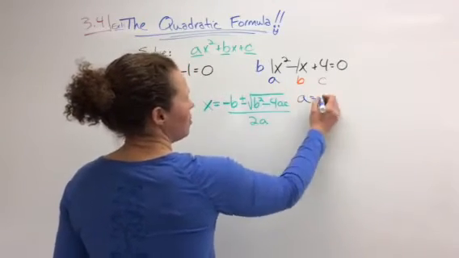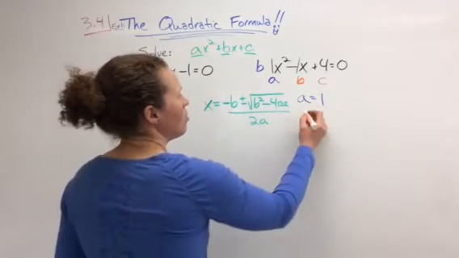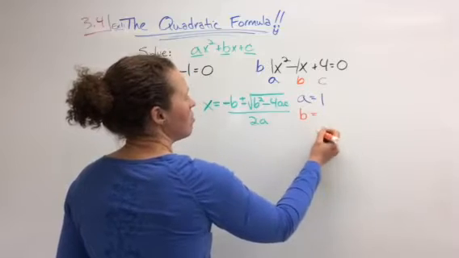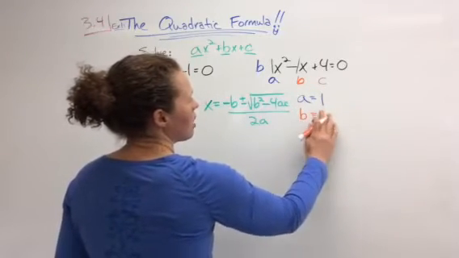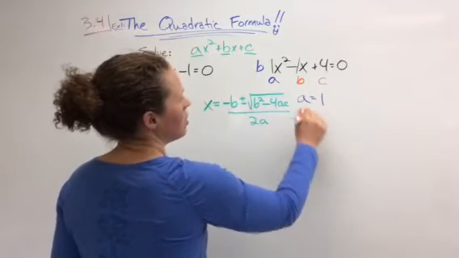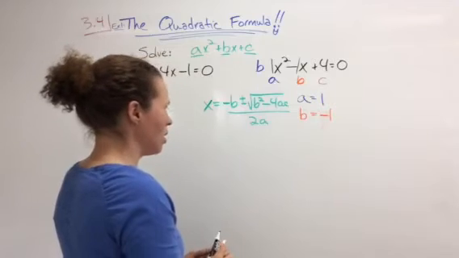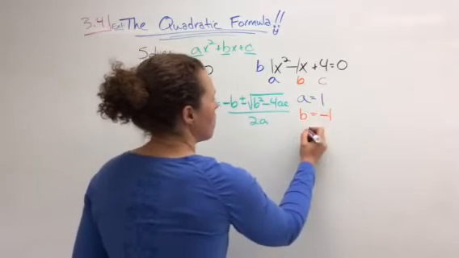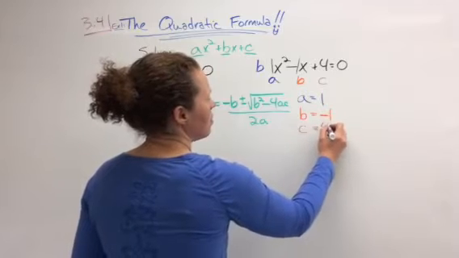A is 1. Anytime you don't have a number visible, it's still 1 because obviously you've got at least one of them if they're listed. This one, you have to be a little bit careful with. You have to make sure you bring the negative along if it has a negative on it. And the C is going to be 4.